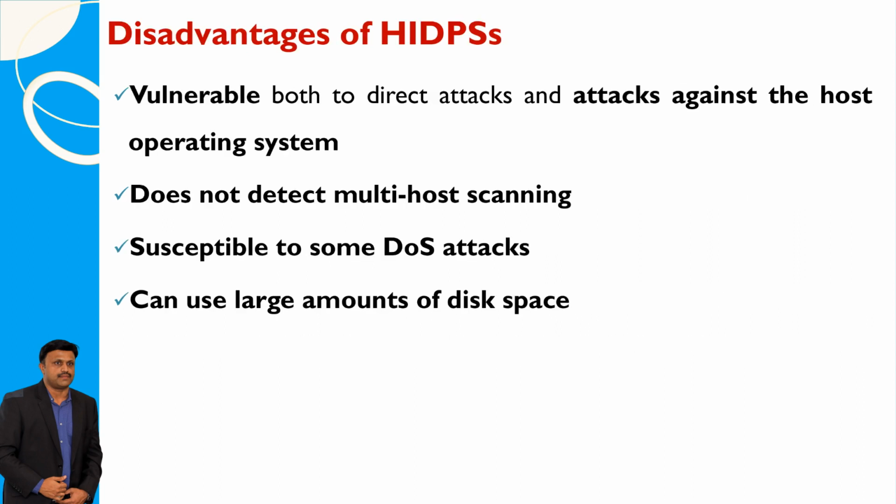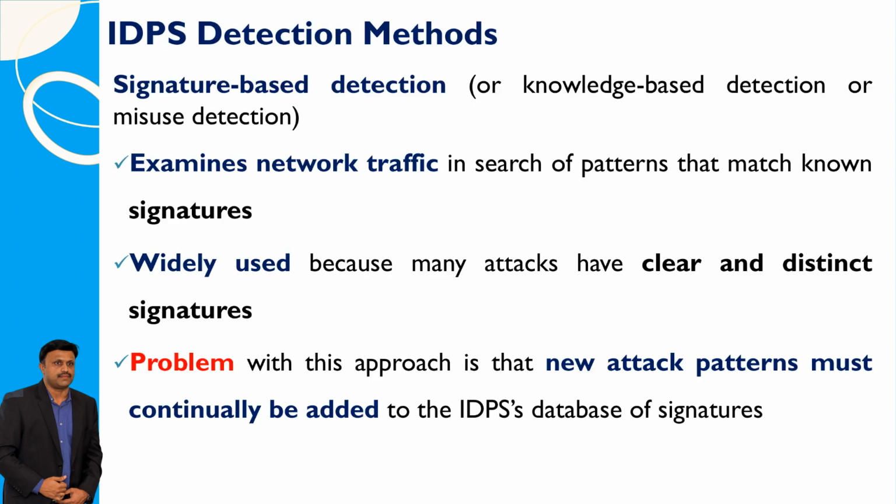Host-based intrusion detection and prevention systems come with several drawbacks. They are vulnerable to direct attacks and assaults on the host operating system, they fail to detect multi-host scanning, they are prone to certain denial-of-service attacks, and they can consume significant amounts of disk space. Signature-based detection, also known as knowledge-based detection or misuse detection, involves scrutinizing network traffic to identify patterns that correspond to known signatures, which is prevalent due to the distinct signatures of numerous attacks. However, a drawback of this method is the constant necessity of adding new attack patterns to the database of signatures within the intrusion detection and prevention system.